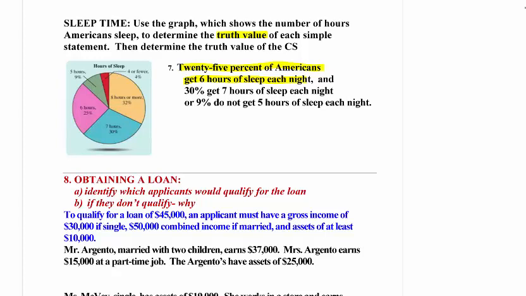So if I look here, 25% get 6 hours of sleep, which is this pinkish purple piece of the pie. So that answer should be a true. And remember, we look for that comma to tell me how to separate it. I have an and, which is a symbol.